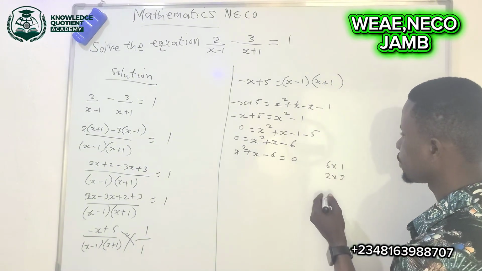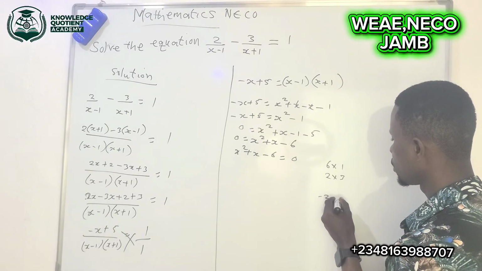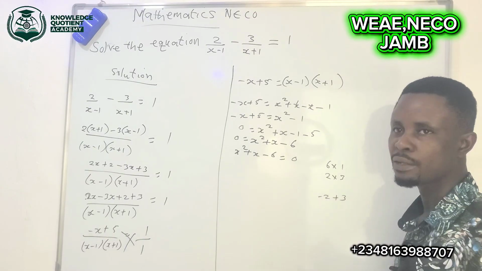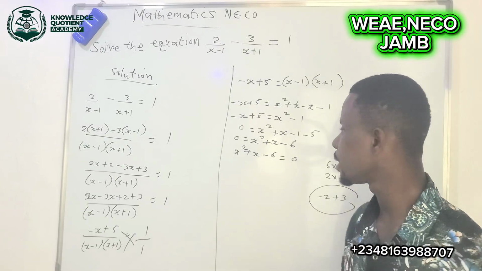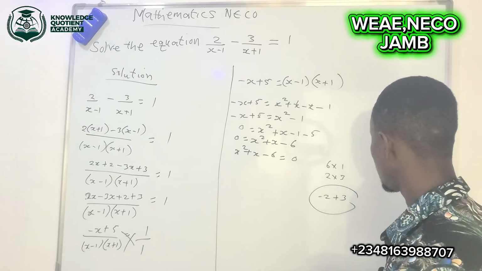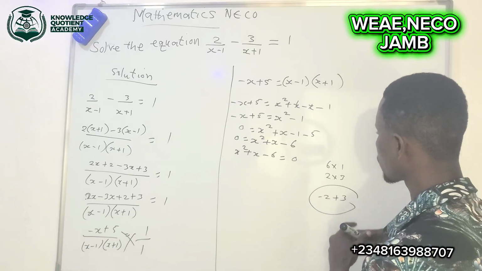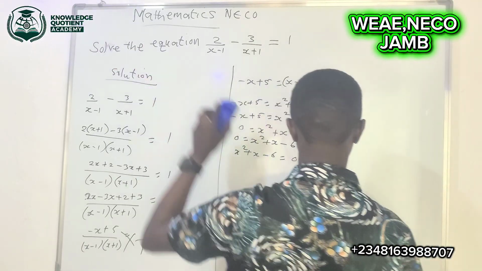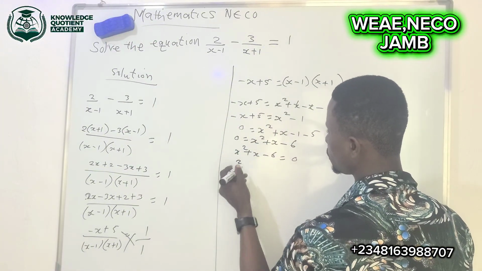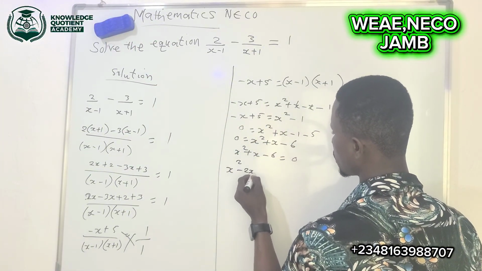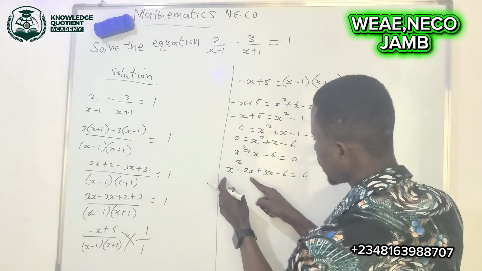So what that means is if I have minus 2 and plus 3, these are the factors I'm going to use, such that if I multiply minus 2 and plus 3 together, it will give me minus 6. But if I do minus 2 plus 3, it will give me 1, basically. So these are the factors I'm using here. I can now bring it inside this equation. So I will have x squared minus 2x plus 3x minus 6 is equal to 0. I will now factorize this.